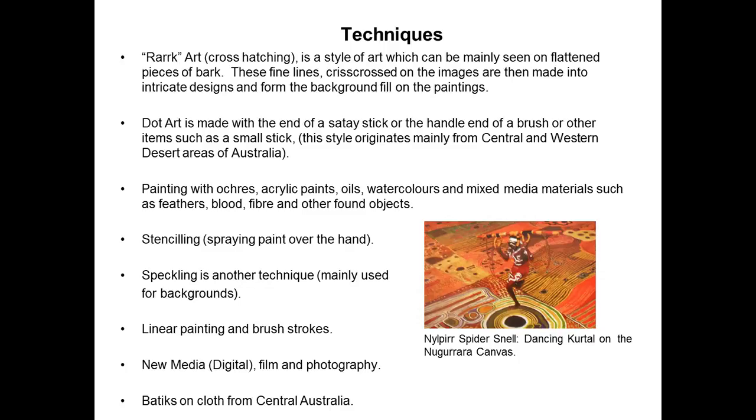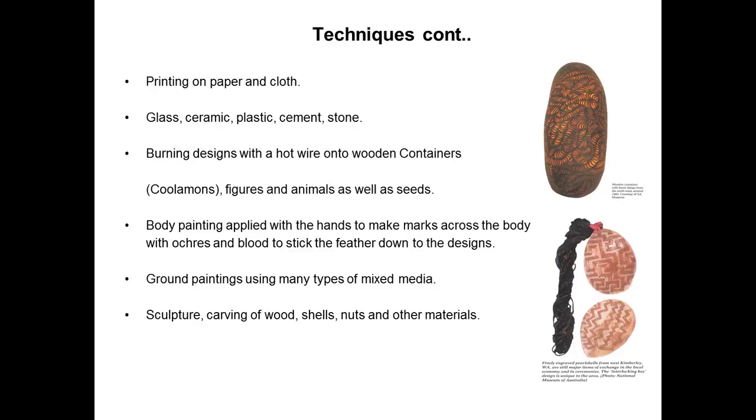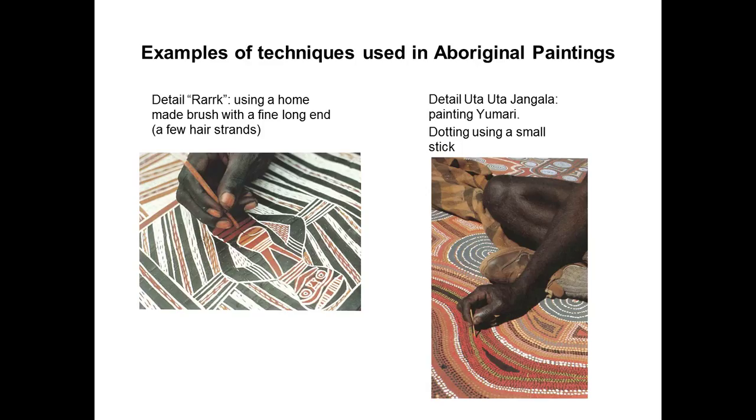Stenciling, so spraying over your hand, and it might be blowing the paint from your mouth onto your hand. Speckling is another technique which is used for backgrounds, linear painting or brushstrokes, of course new art, film and photography, and then cloth. Techniques: painting on paper and cloth, glass, ceramics, plastic, cement, stone, burning, body painting applied with the hands to make marks across the body, ground paintings, and sculptures. Wood, shells, nuts, and anything else you can essentially find. Here's some examples of techniques.